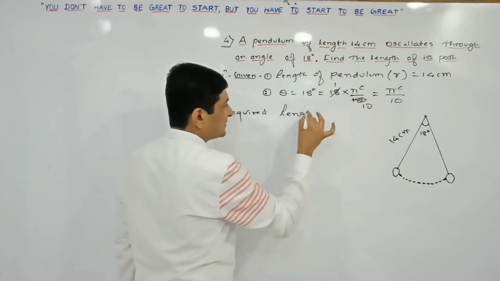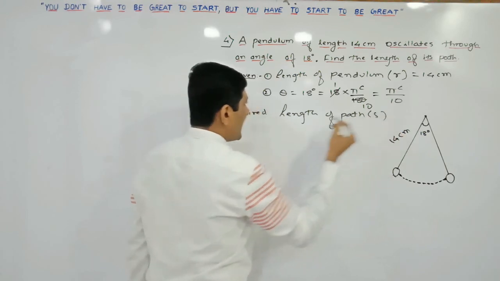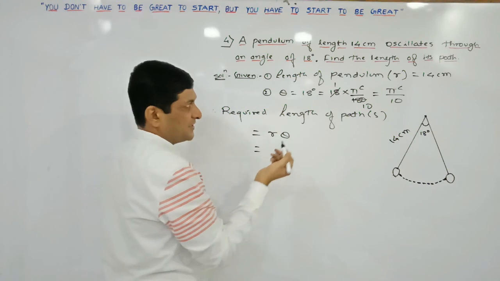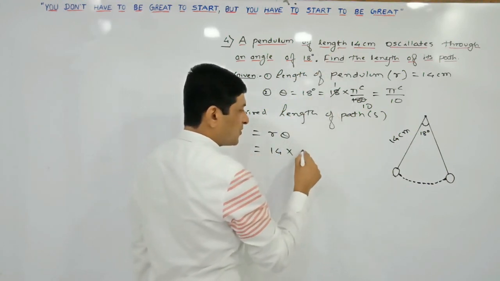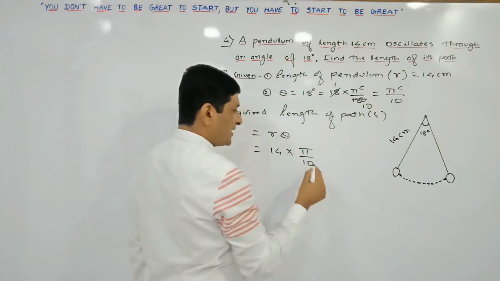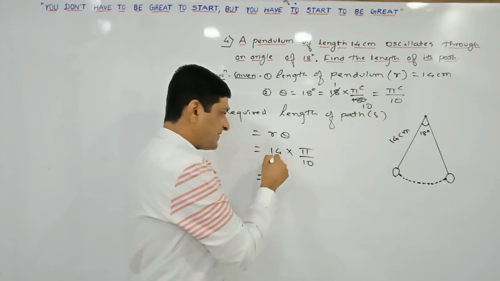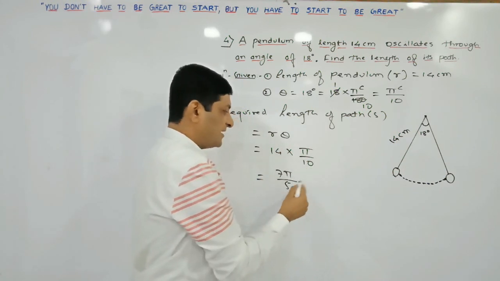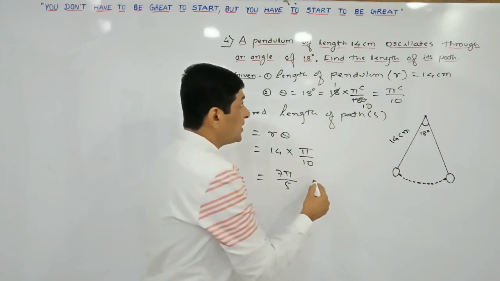So therefore the required length of path, let us denote it by S, can be found by applying the formula S is equal to r theta. Here r is nothing but 14 and theta, just now we have got the value of theta, is pi upon 10. So check that both the numbers are divisible by 2. So 2 sevens are 14, 7 into pi, 7 pi divided by 2 fives are 10. So in this way we have got the length of arc in terms of centimeter.